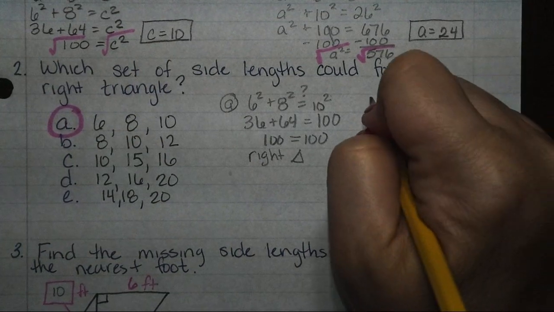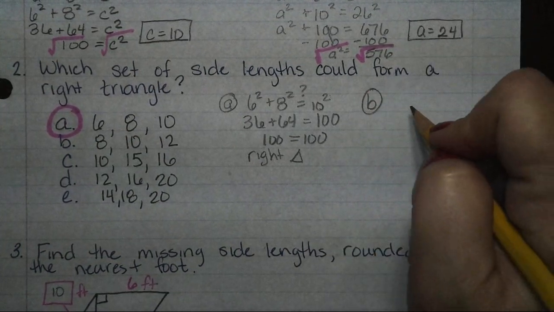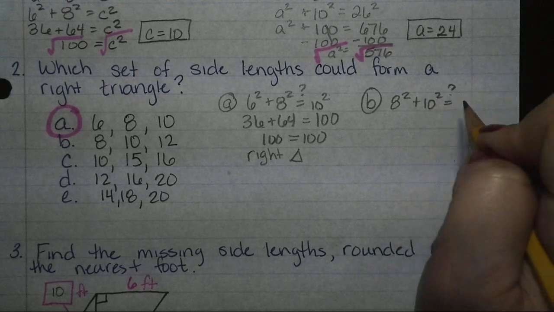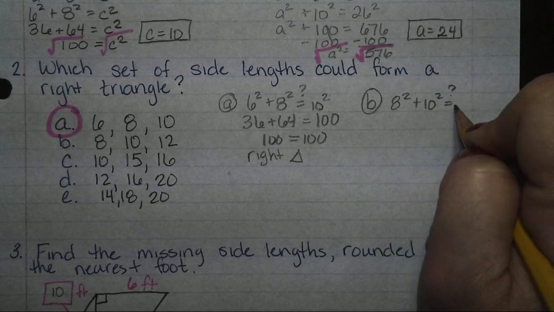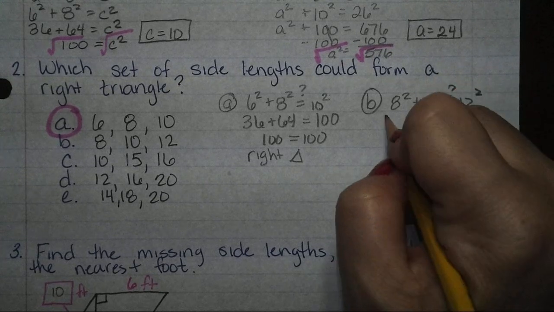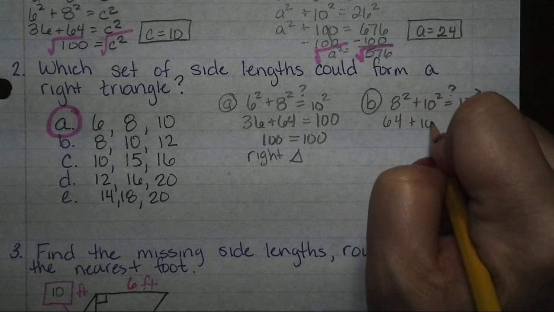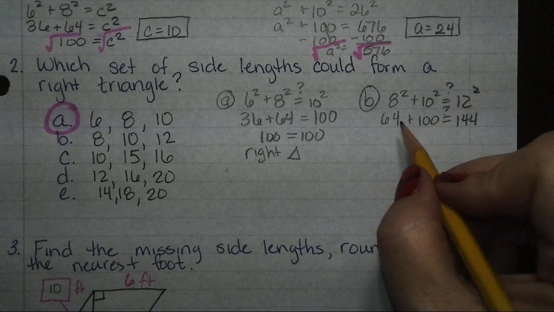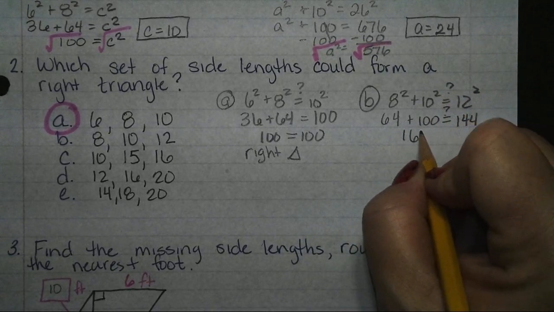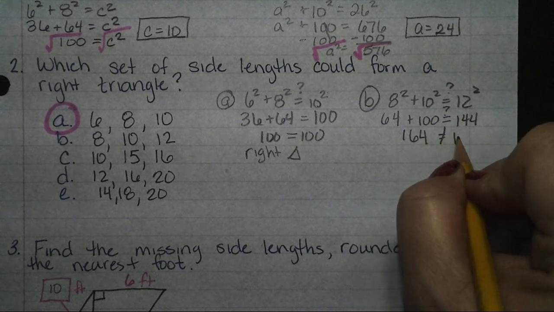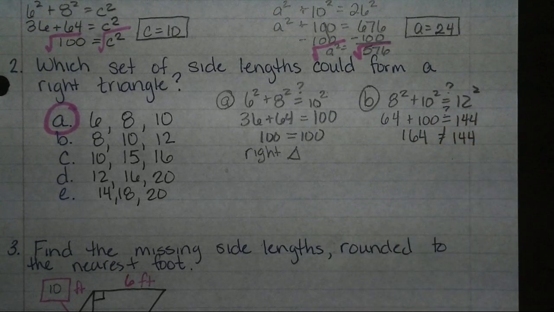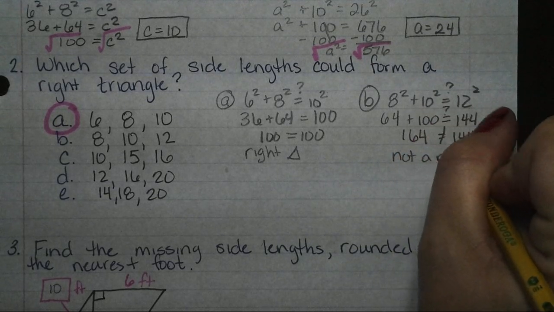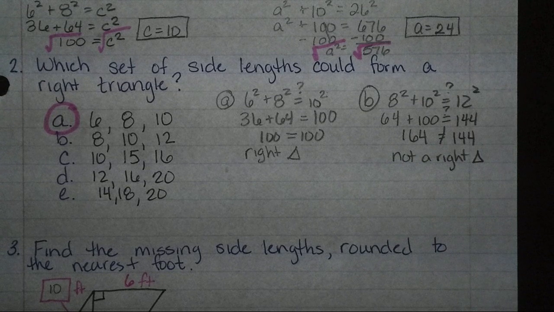All right, so let's take a look at B. So B is 8 squared plus 10 squared. Does it equal 12 squared? So we have 64 plus 100. Does it equal 144? If we add these two together, we get 164, which does not equal 144. So it is not a right triangle.